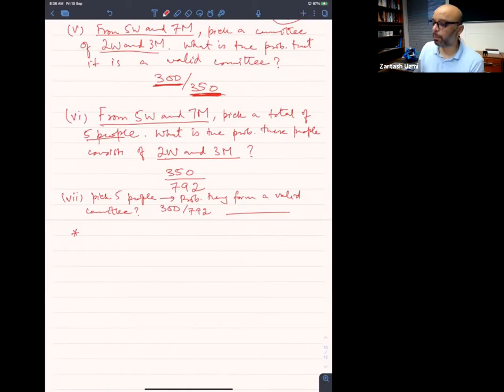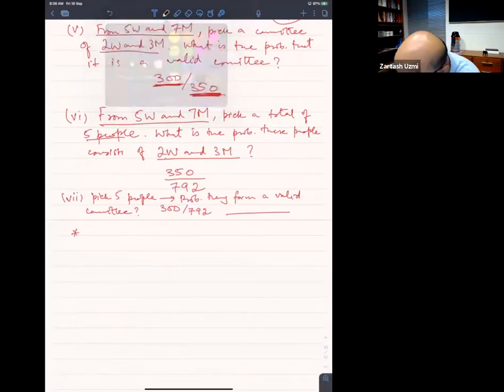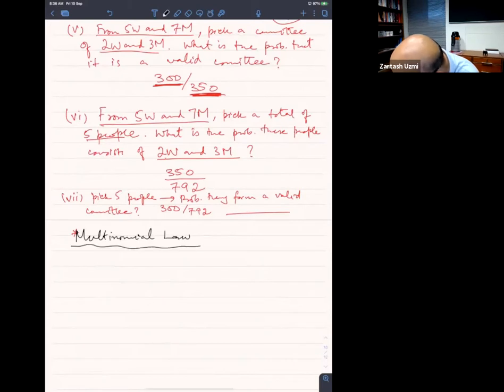There is one more counting method that I'm going to cover. It's a generalization of combinations and permutations. And it is called the multinomial law. Multinomial law. It's a generalization of combinations and permutations.